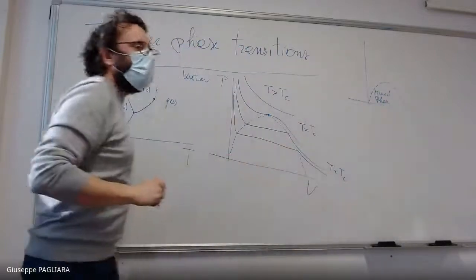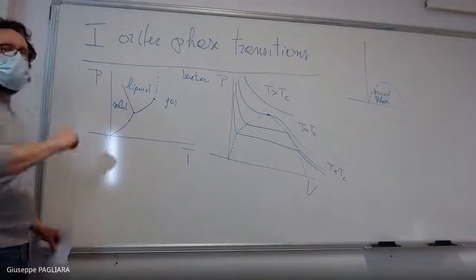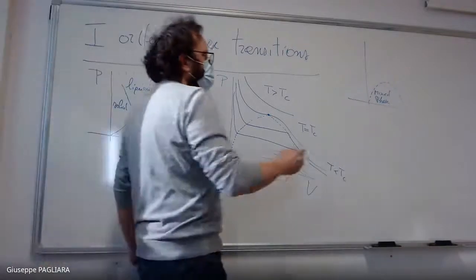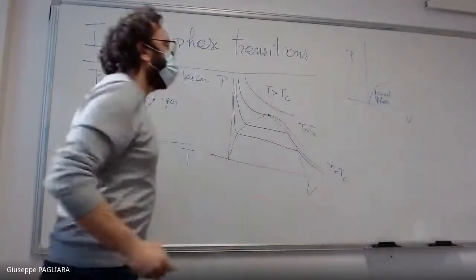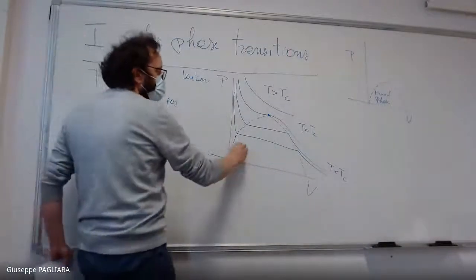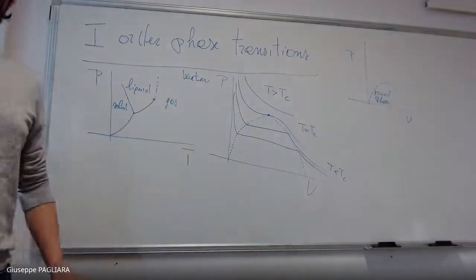Okay, the mixed phase here does not correspond to a region on this diagram, it's just a point. Whereas here you have a region in the PV plane in which you have the formation of this mixed phase for the different values of the temperature.